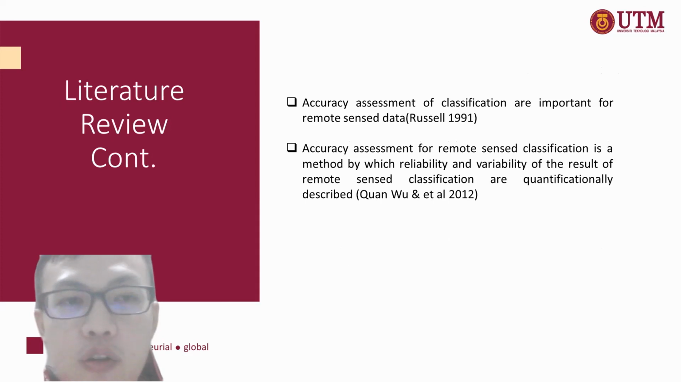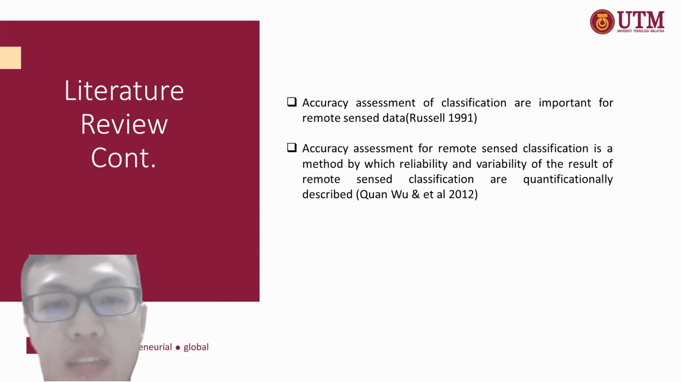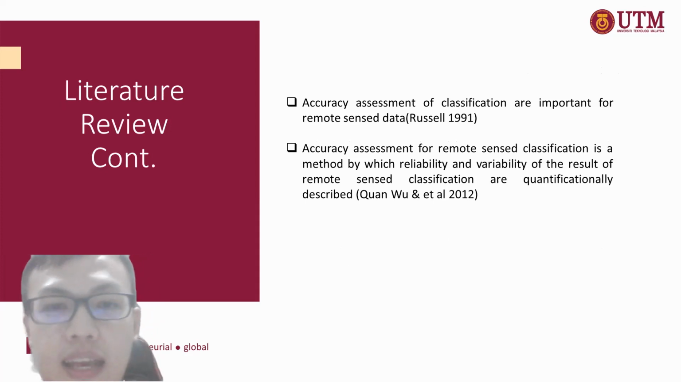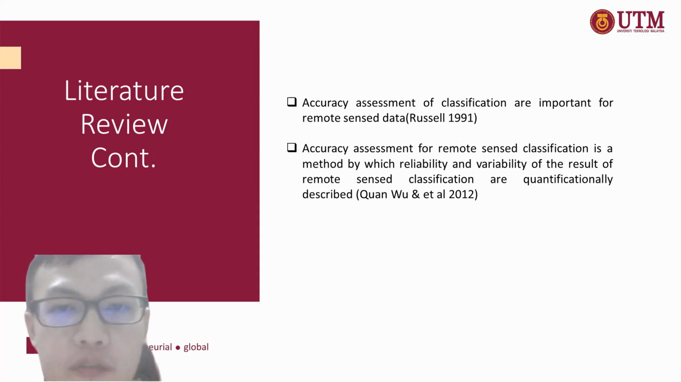Next, let's continue the literature review. The accuracy assessment of classification is important for remote sensing data, not only hyperspectral data but also multispectral data. And lastly, the accuracy assessment for remote sensing classification is a method by which the reliability and variability of the results of remote sensing classification are quantitatively described. And the statement comes from Chuan Wu and all 2012.